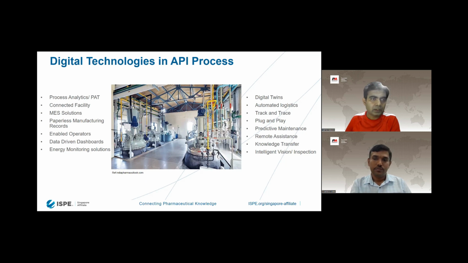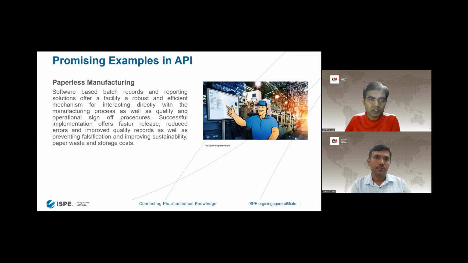Can we go to the next slide to see the digital technologies in API processes? One is paperless manufacturing. I believe some of us in the audience are from a chemistry background, some work in the warehouse, some in production. Are we using any paperless technology for our day-to-day work? Can I see some chat responses? What paperless technology or tool are you using in your workspace in the day-to-day of your job?